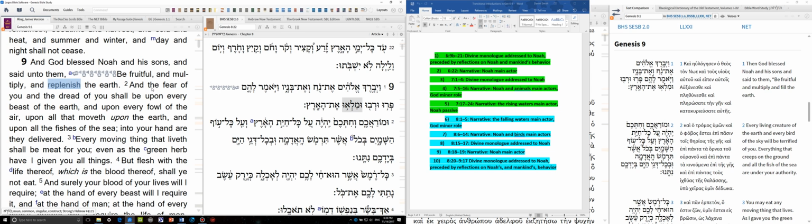And he goes on to say in verse 3, "Every moving thing that liveth shall be meat for you. Even as the green herb have I given you all things." Now this is the first mention in our Bible of a statement from God that we are allowed to eat meat.